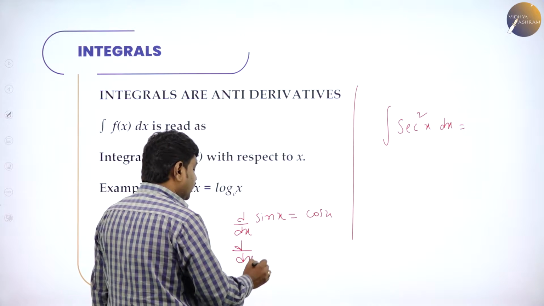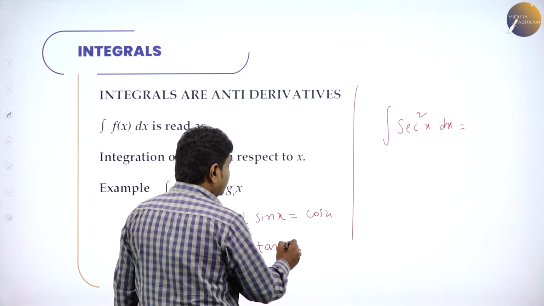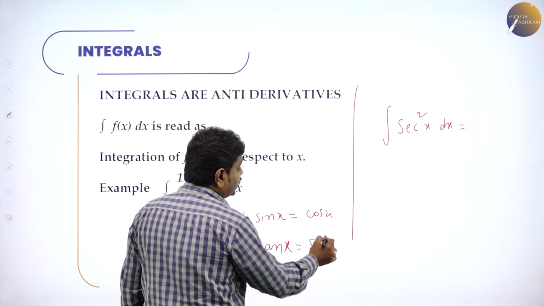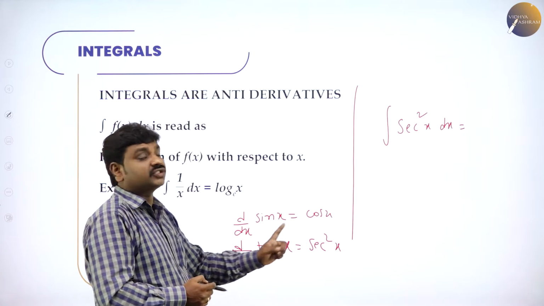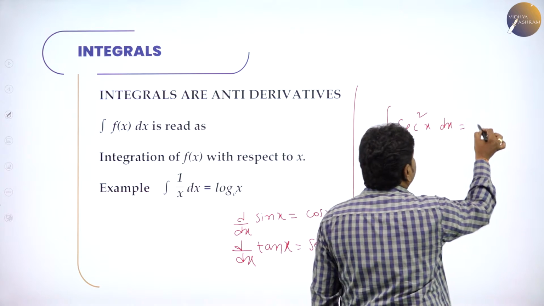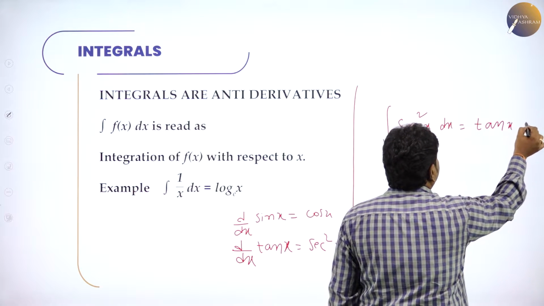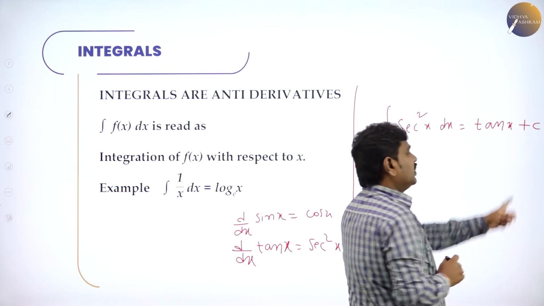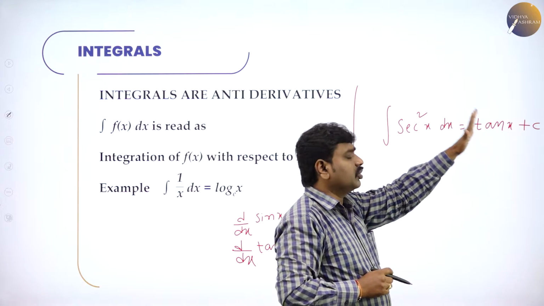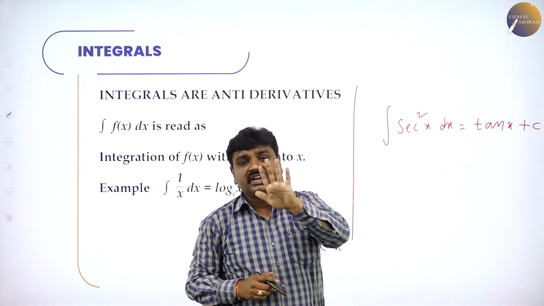What is d by dx of tan x? Secant square x. Do you agree or not? Differentiation of tan x is secant square x. That's why integration of secant square x is tan x plus c, because when I differentiate c, I'll get 0. For every indefinite integral, you should write plus c.